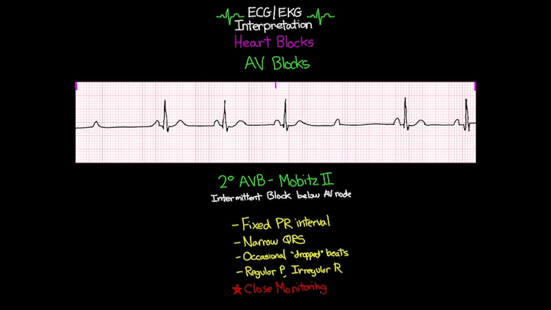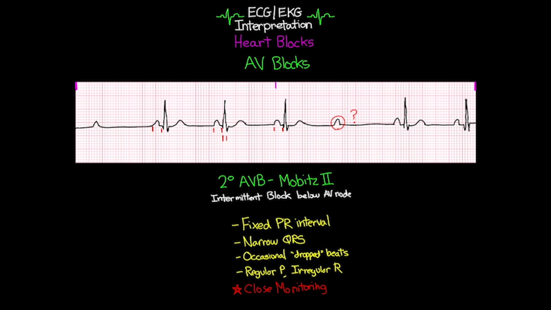And the reason for this is depending on how frequently we're having these dropped beats, we have the potential to have a low cardiac output as a result of that. And even more concerning is while this is an incomplete or an intermittent block, it could progress into a complete heart block, which we are going to talk about next. So here, looking at our rhythm strip, in our first beat, we've got a normal PR, here we've got another normal PR, here we've got another normal PR, but then all of a sudden we have this lonely P wave without a QRS complex, therefore this is one of our dropped beats.